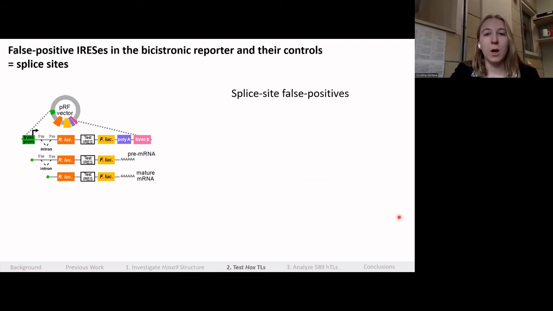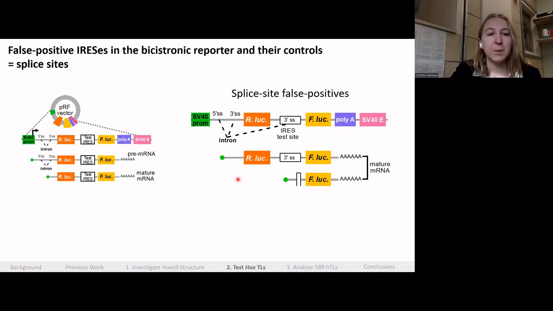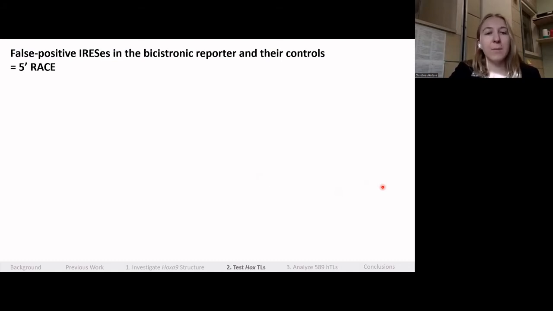Second, there could be splice sites or cryptic 3' splice sites within the transcript leader that you're testing. If a 3' splice site is present in a transcript leader, you can splice out the R-Luc and again generate a monocistronic F-Luc transcript. One way to check for this is to do RT-PCR to find which transcripts you're actually generating, and you can do this if you know the 5' splice site. But 5' ends are not always easy to identify.